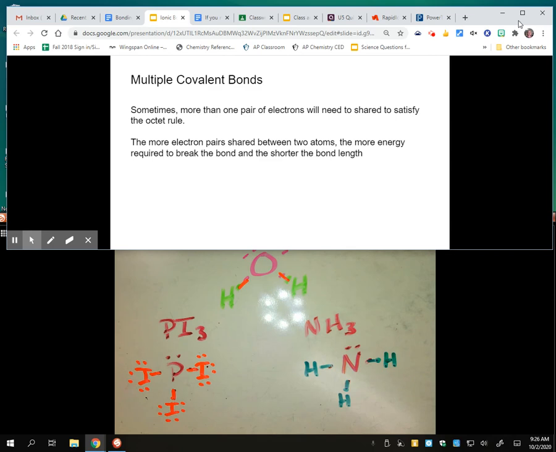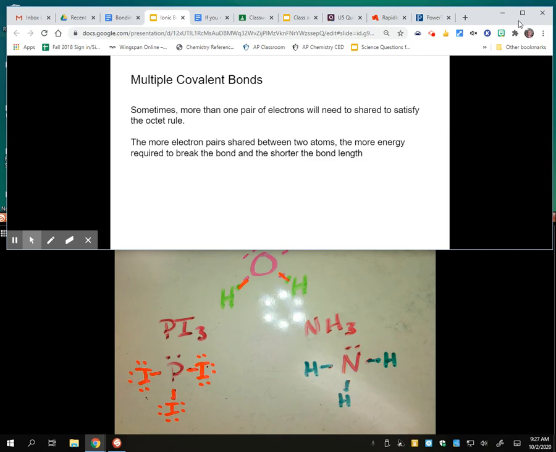Now, the more electron pairs shared between two atoms, the more energy is required to break them. So a double bond is more difficult to break than a single bond, and a triple bond is really, really strong and requires much more energy to break than a double or a single bond. So the more electron pairs they share, the more energy is required to break those. So we'll call it a stronger bond.